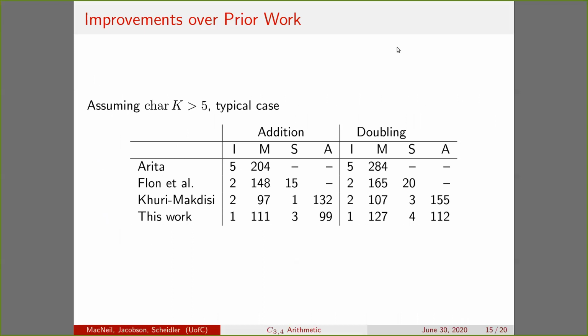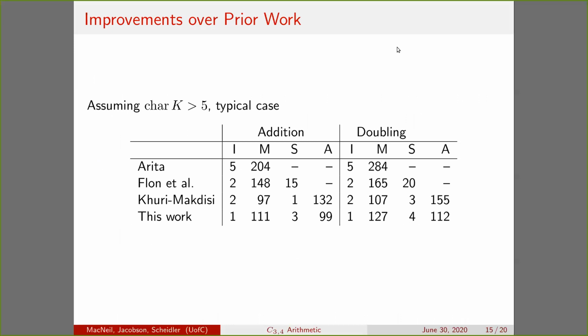So this table sums up how expensive it is to add and double divisors using different authors' formulas. For example, in our paper, using our formulas, we're able to add 2 divisors in the typical case using 1 inversion, 111 multiplications, 3 squarings, and 99 additions in the finite field.